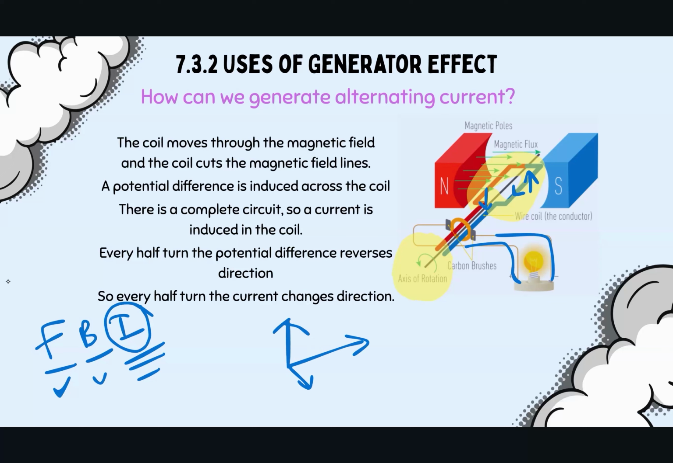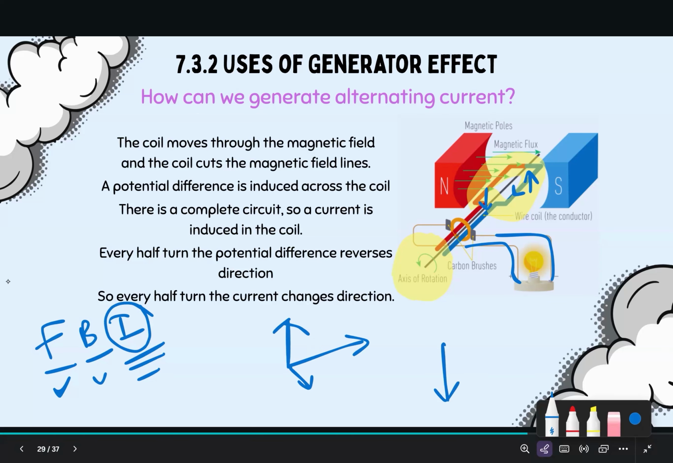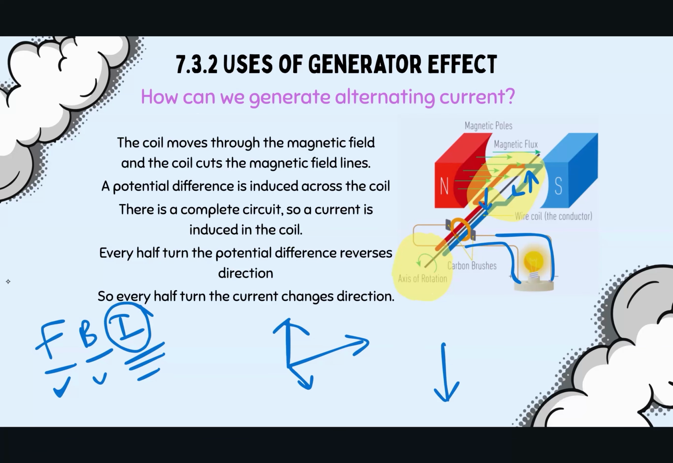Now on the red half, the thumb should be pointing downwards. Our first finger, the magnetism, is still flowing left to right. So that means our second finger is pointing inwards towards the screen.